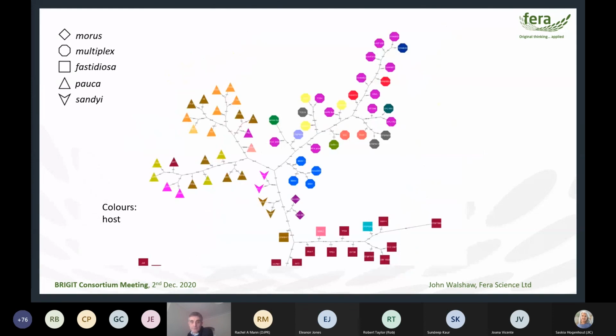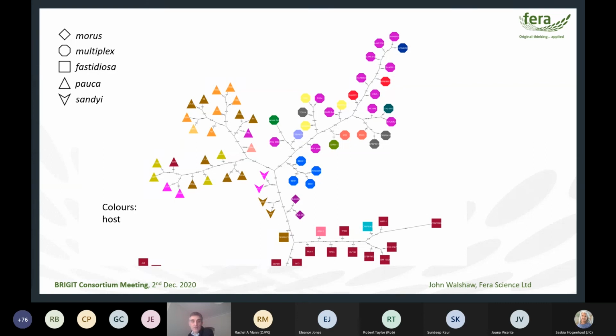So, you know, this is a cgMLST scheme. It's not supposed to represent phylogenetic truth, but we would be disappointed if it wasn't consistent with our knowledge about the interrelationships between these strains and subspecies. So this is just to highlight.